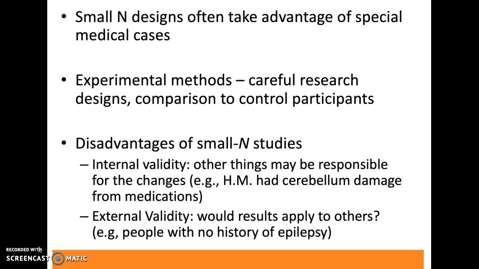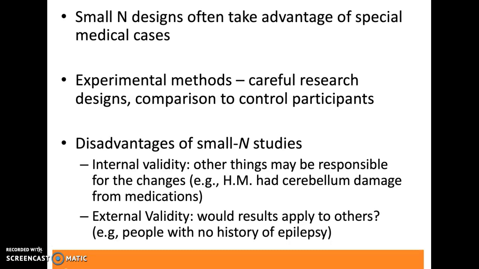Or are there alternative explanations? For example, he had some damage from medications that he took for epilepsy. So there definitely can be a question of internal validity. There can also be the question of external validity.